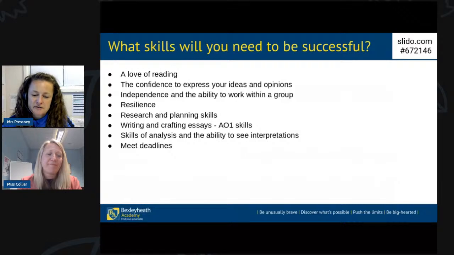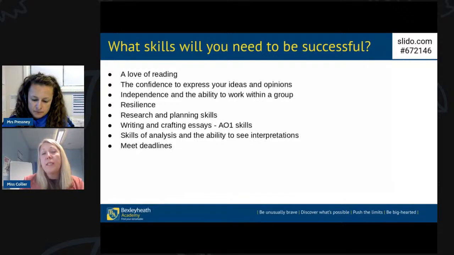Okay, wonderful. And you've touched on English language there. So one of the questions related to that is, what is the difference between English literature and English language? English language at A level is totally different to the English language that you currently study at GCSE. At GCSE, it's about reading different texts, using your skills of analysis to look at the language and the structure, making comparisons.